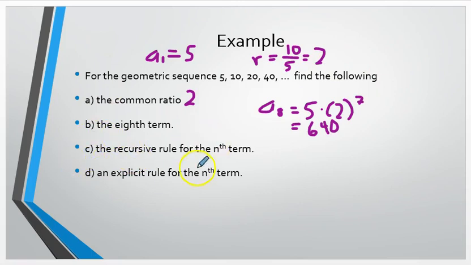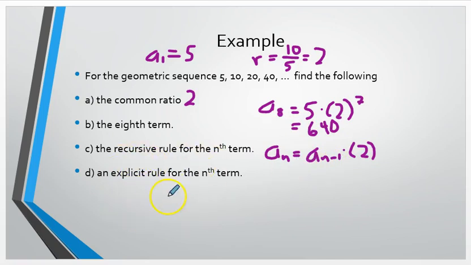Next, we want to write the recursive rule for the nth term. Well, this one's very similar to what we did with the other kind of sequence. So I'm going to have a sub n is equal to a sub n minus 1 times r. This time it's multiplying by, because that's what our pattern is doing. It's taking the previous term and multiplying by the number r. And I know that r is equal to 2, so I'm just going to plug in 2. So take the current term you have, multiply it by 2, that'll give you the next term in the sequence.